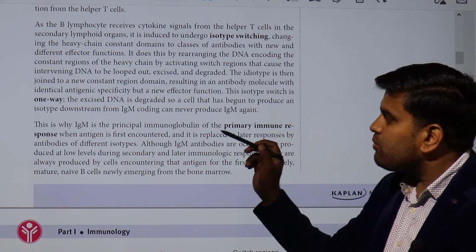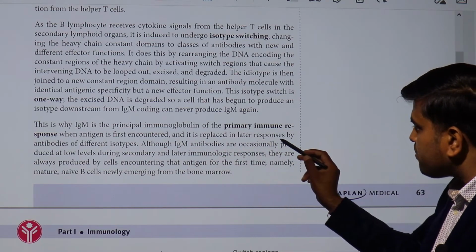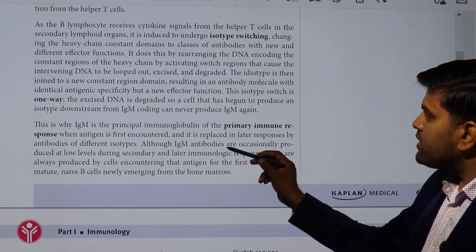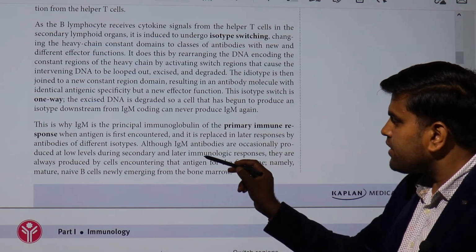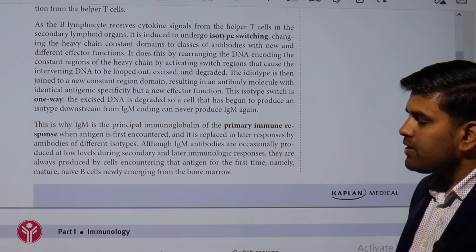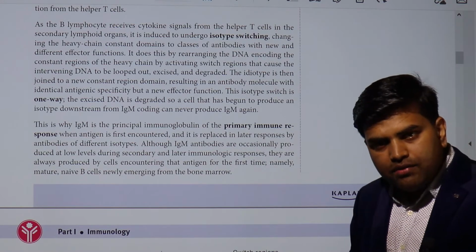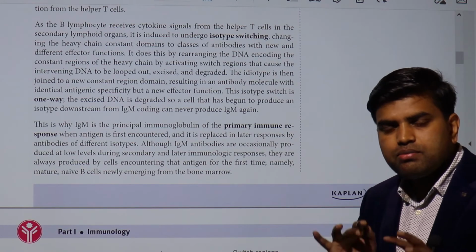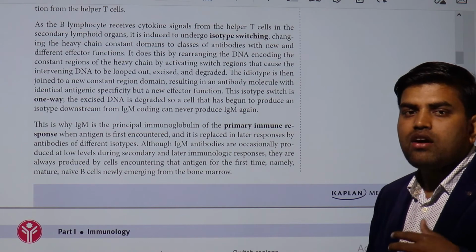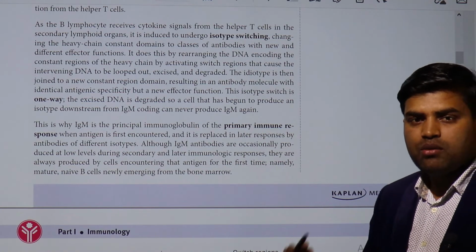This is why immunoglobulin M is the principal immunoglobulin of the primary immune response when antigen is first encountered, and then it is replaced in later responses by antibodies of different isotypes like immunoglobulin G. Although IgM antibodies are occasionally produced at low levels during the secondary and later immune responses, they are always produced by a cell encountering the antigen for the first time, namely the mature naive B cell newly emerging from the bone marrow. So every time there is a first infection, IgM is always produced, and in subsequent infections less IgM might be produced and other immunoglobulins like immunoglobulin G and immunoglobulin A will be more predominant.